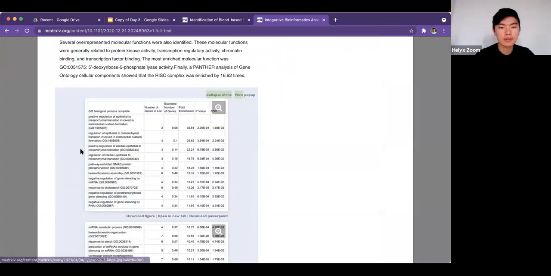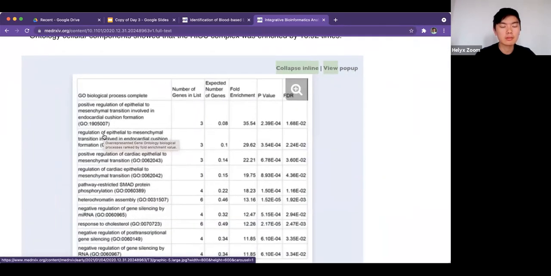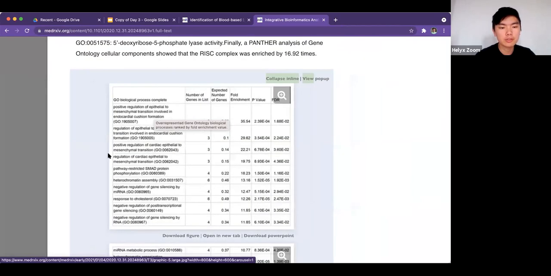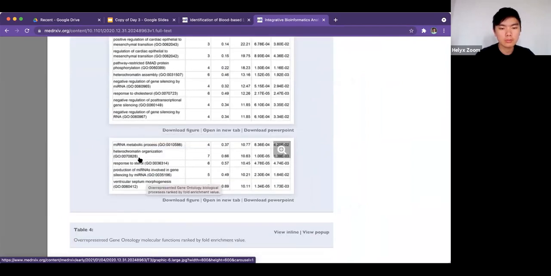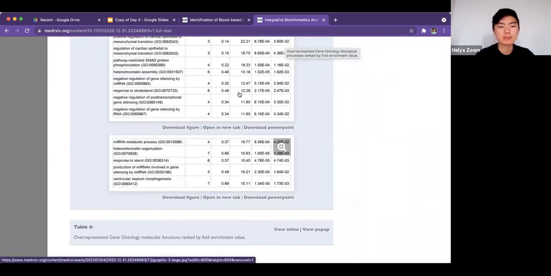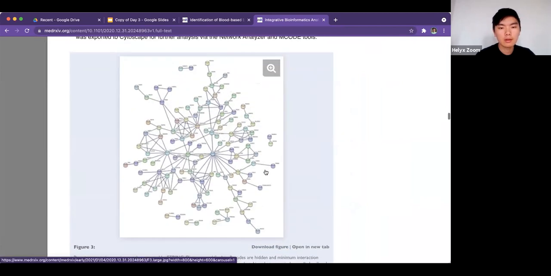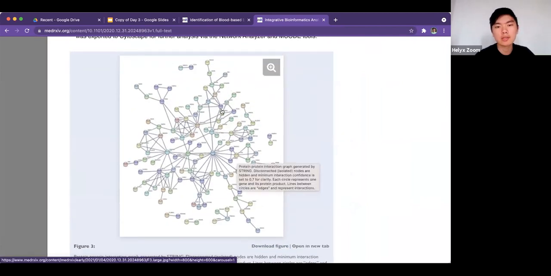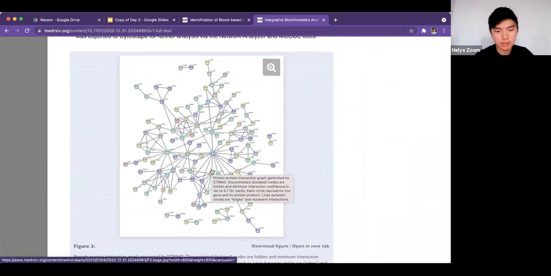Personally, I'm a little bit skeptical sometimes about how reliable this kind of analysis is, but it is pretty useful just to see, okay, a lot of my genes were involved in heterochromatin assembly, or a lot of my genes were involved in the microRNA metabolic process. And that makes sense, right? Because the idea of the research is to study microRNAs. Here's the gene network analysis I was talking about earlier, showing how the proteins of the genes interact with each other.